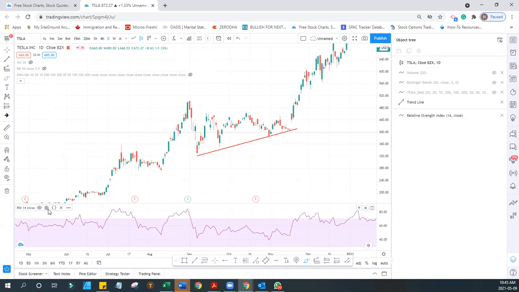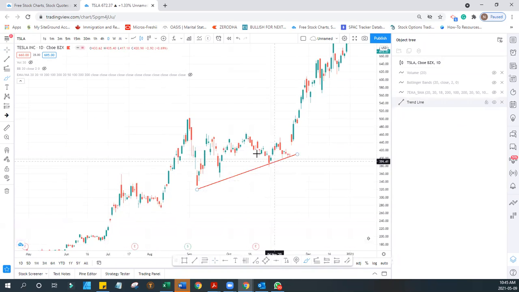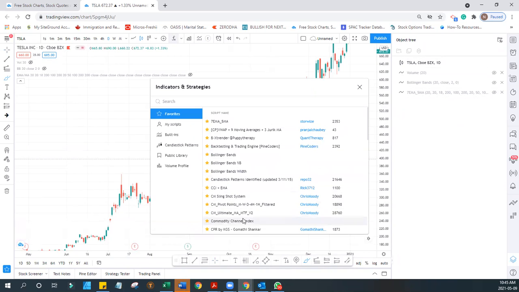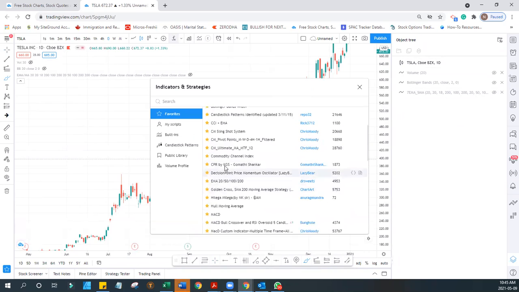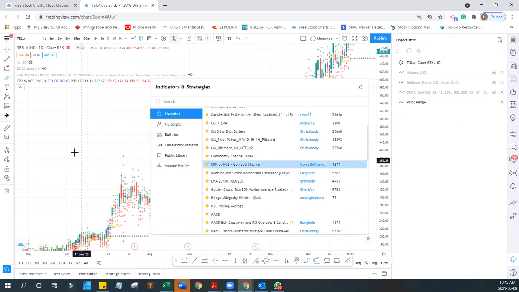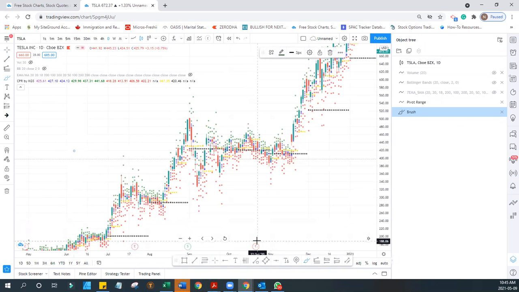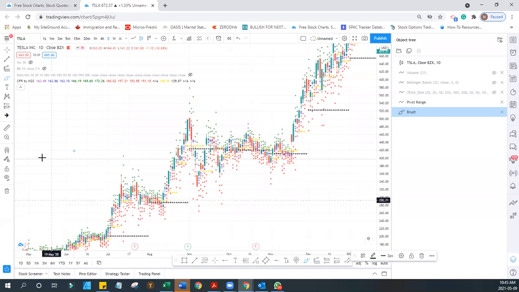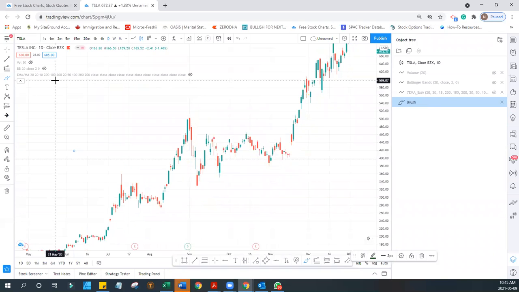Now let's go to the next one. Very important is your support and resistance. It's called CPR. Go to the indicator, look for the CPR by Gomti Sankar. When you place that CPR, the chart on a daily will look like this. You have to do some adjustment here.